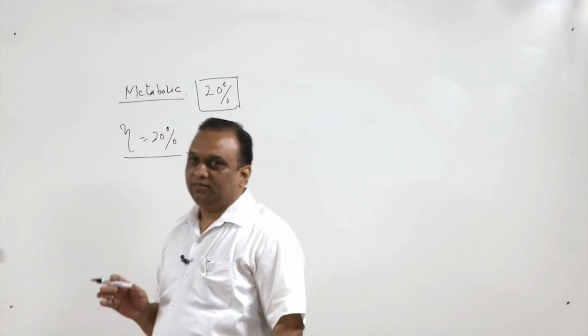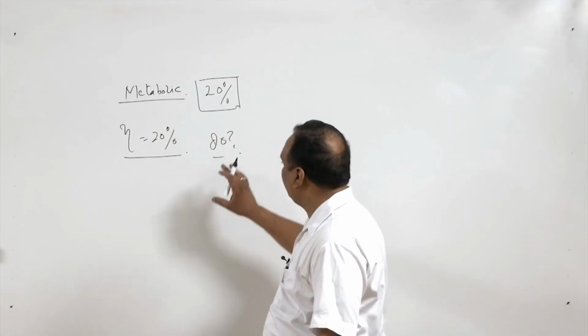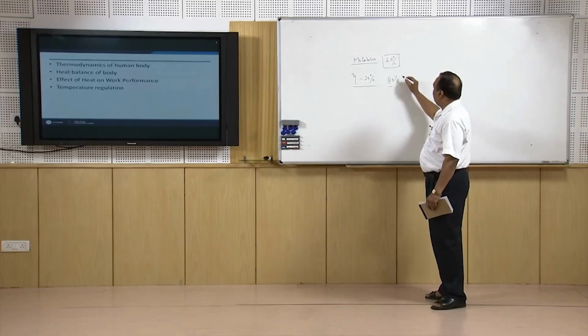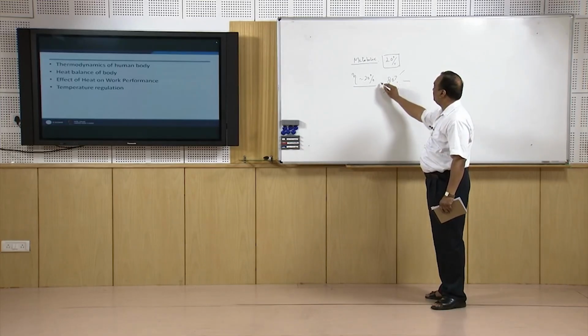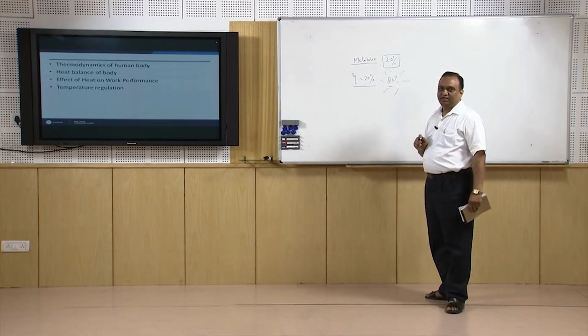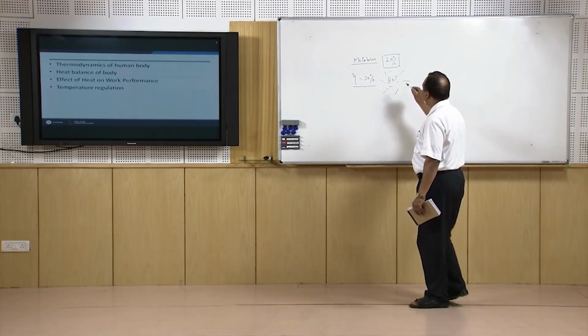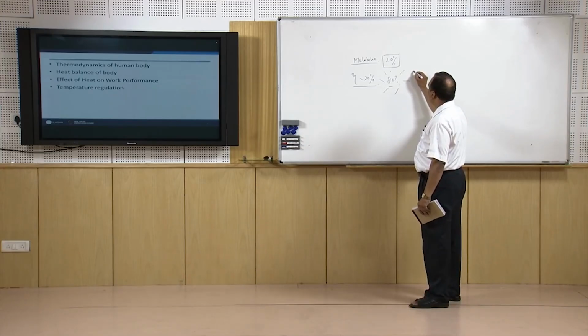It cannot be stored in the body, because if the heat is stored in the body, the temperature of the body will start rising. So, this heat has to be dissipated to the surroundings. Now, the dissipation of heat to the surroundings also depends upon the surrounding conditions.